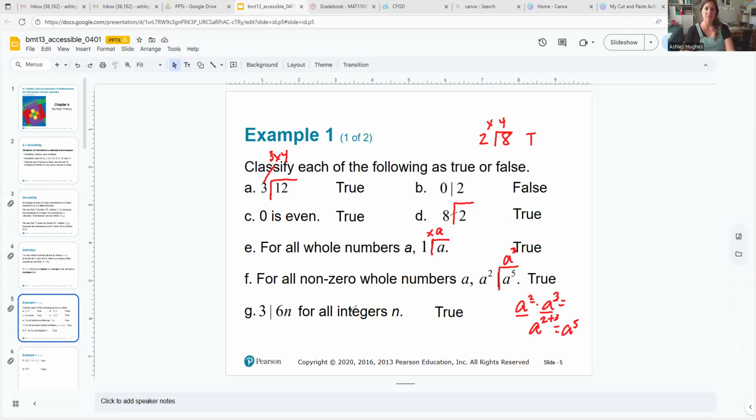3 divides 6n for all integers n. Yes, I could just say that's 2 times n. So 3 times 2 will give us that 6, and then whatever the number is will be multiplied by the 2 and the 6 as well.